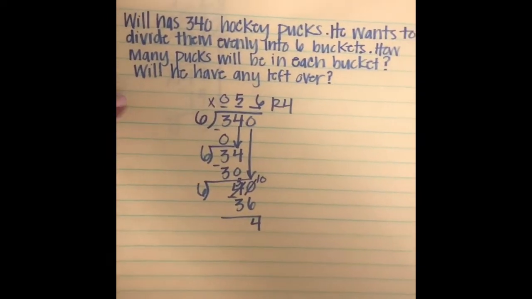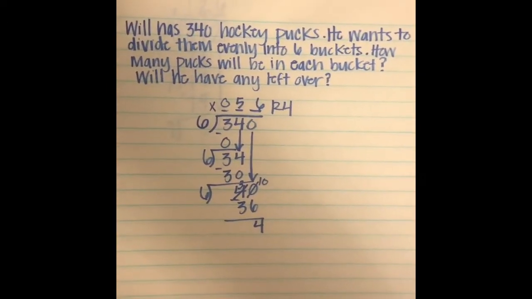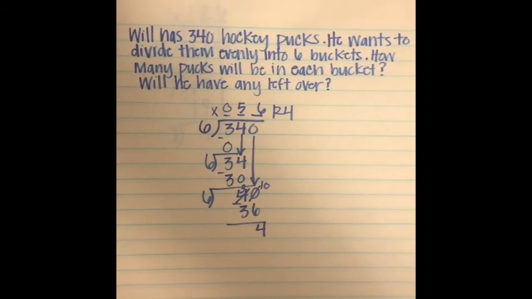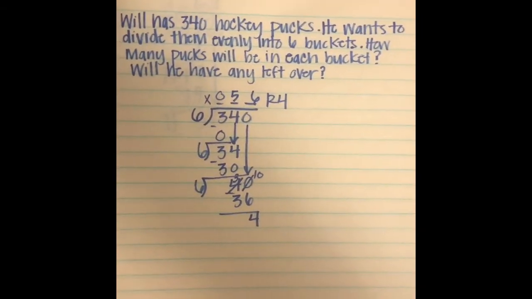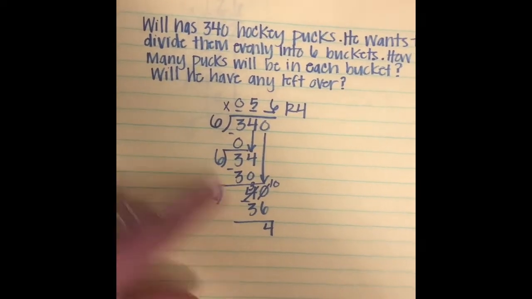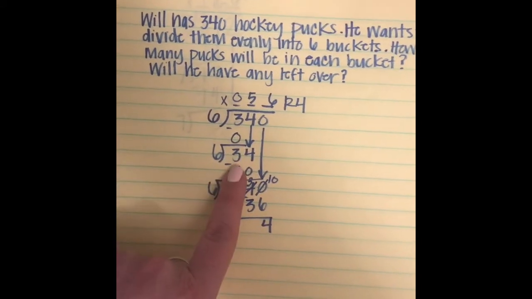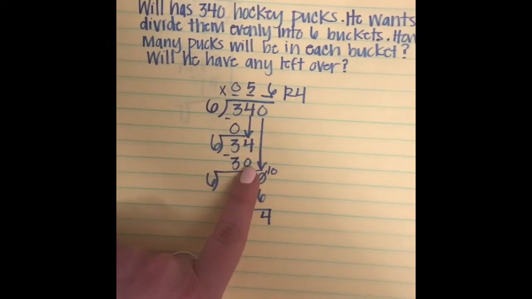If Will has 340 hockey pucks and he wants to divide them evenly into 6 buckets, anytime we divide something evenly, we know that it's going to be a division problem. So she did long division. And if you do that, 6 does not go into 3. It goes in 0 times. 6 times 0 is 0. Subtract, you get 3, and you bring down your 4.